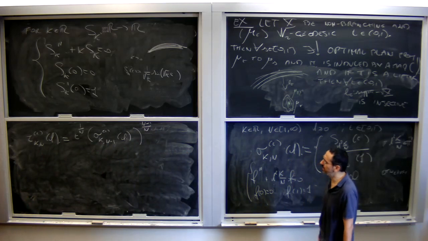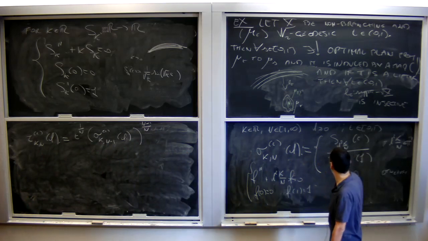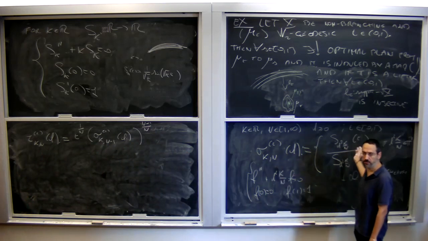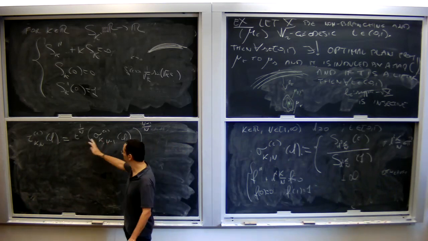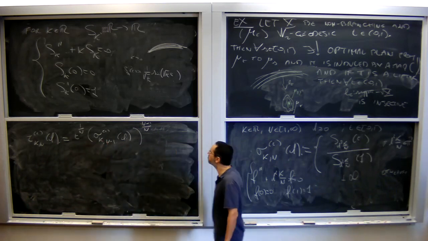All right, so first of all, when K equals zero, tau and sigma are the same, because when K equals zero, the sine function is just the identity function. So sigma is just D, and then it's just t, and then you get the same.